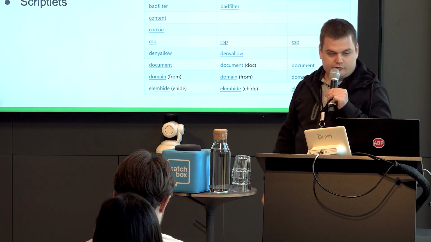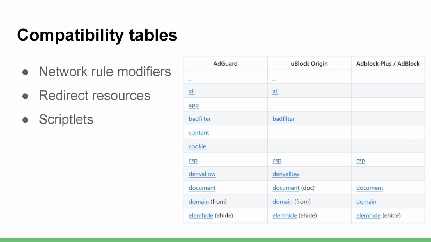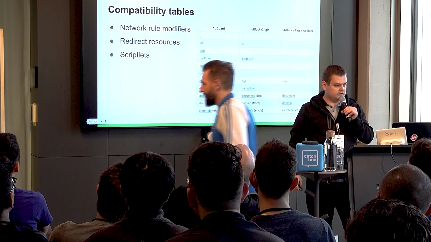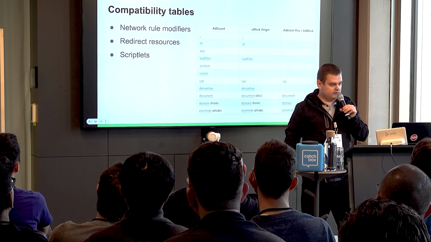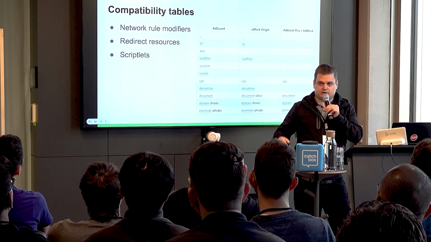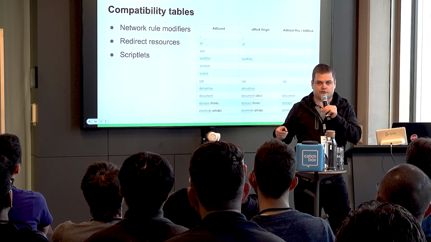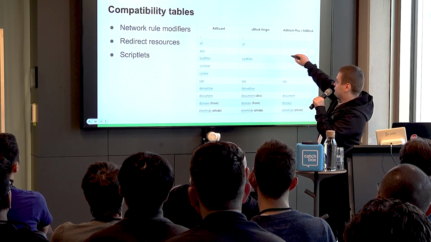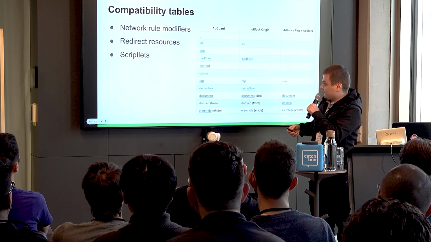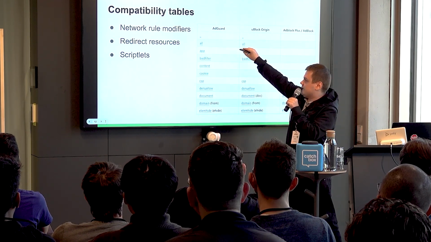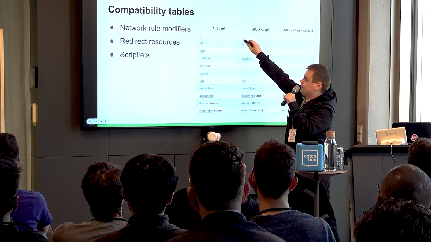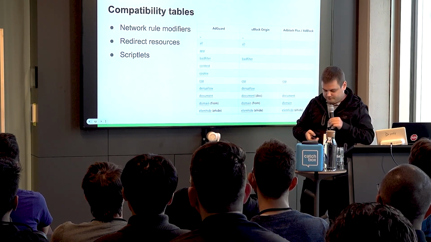Well, first is compatibility table. It covers a specific part of the syntax, including modifiers, scriptlet names, and redirect resources. We also plan to expand it later with extended CSS pseudo classes. But currently, you can imagine it's like this. So basically, every type of entity, like in this case, modifiers, has a row, and the columns are the platforms.